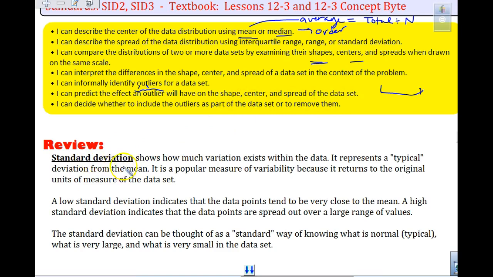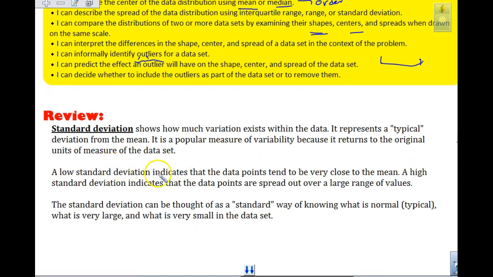So just to review, standard deviation shows how much variation, change, exists within our data. It represents a typical deviation from the mean. It's a popular measure of variability because it returns to the original units of measure in our data, okay? A low standard deviation indicates that data points tend to be very close to the mean. A high standard deviation means that they are much more spread out from that mean, so our data is going to be more spread. Standard deviation can be thought of as a standard way of knowing what is normal or typical in a very large set of data, or what is very large and what is very small.